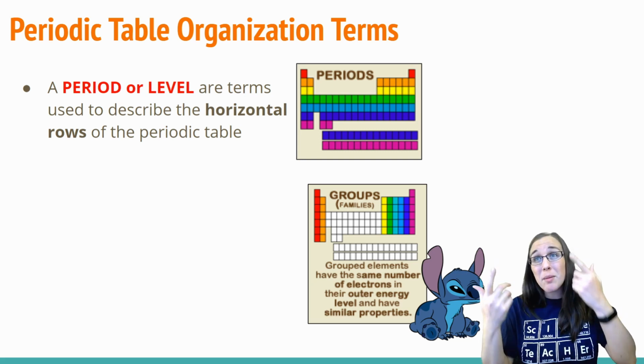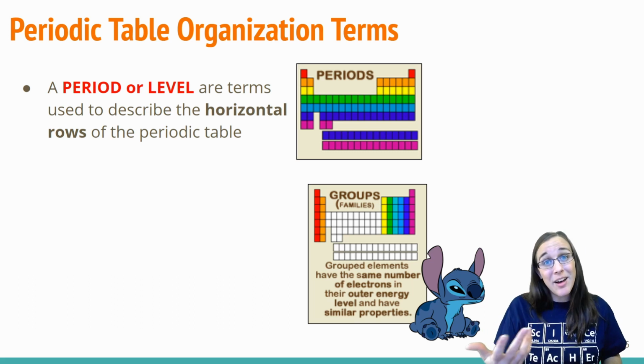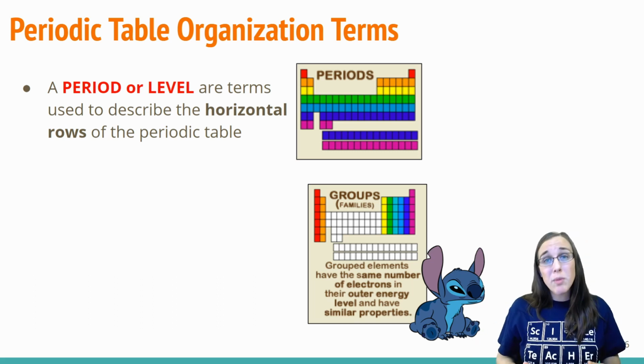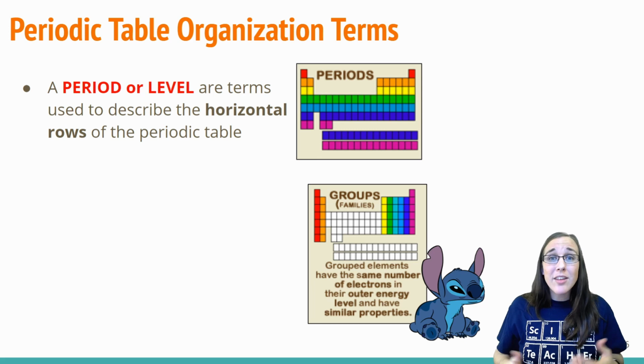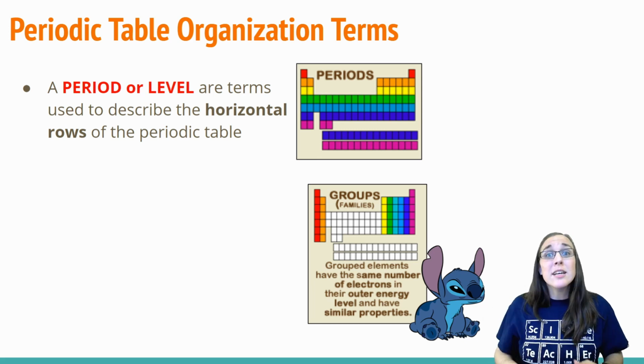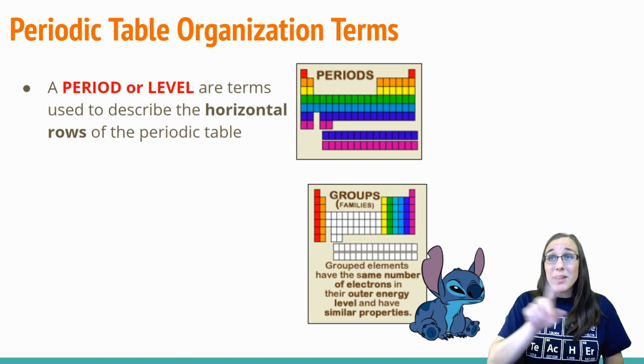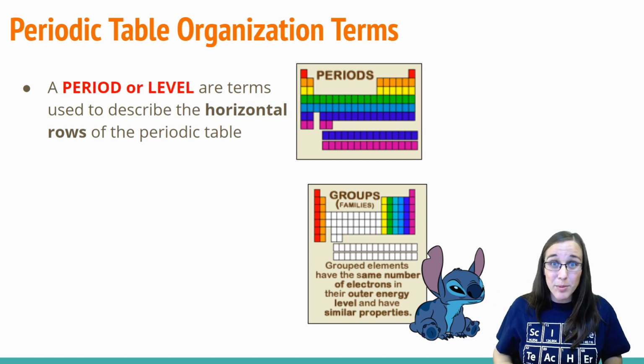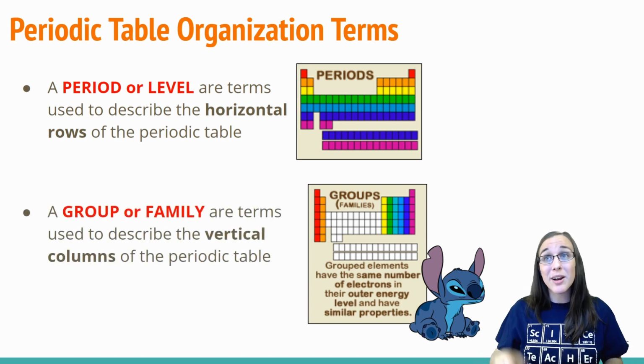An easy way to remember that is that, ladies out there, if you get your period, you mark it on your calendar, and your calendar goes from left to right, right? So if you're thinking about your period or a level, that would be going from left to right across the periodic table. Sorry, gentlemen, had to throw that at you, lady stuff. But that's a good way to remember it.